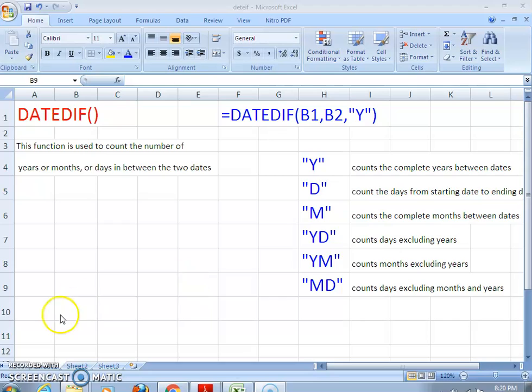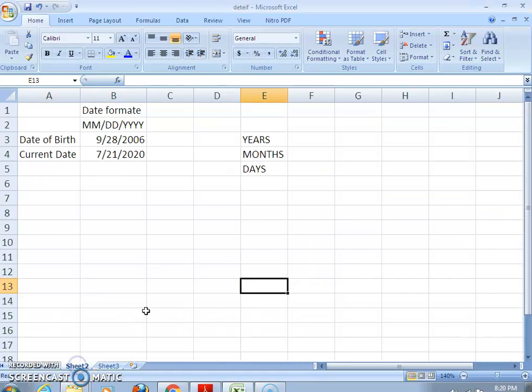Okay, let us take an example. See here the date of birth given over here: 9/28/2006. Please note it well. The format of the date is MMDDYYYY, meaning first the month, then the day, and then the year. In this format I am calculating the difference between two dates. So please note it well.